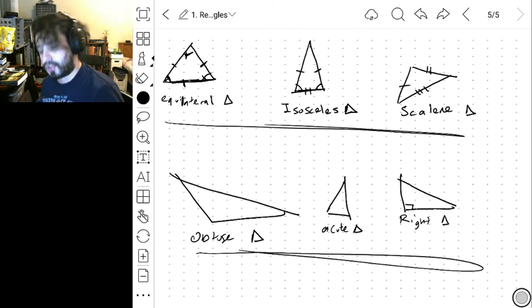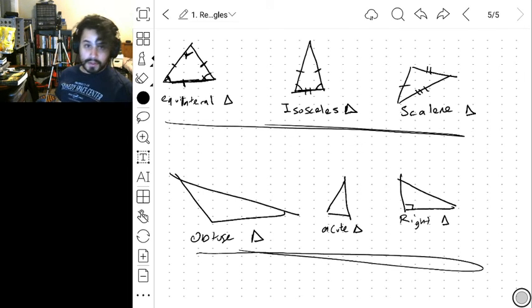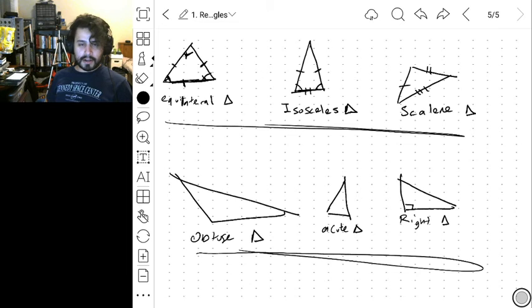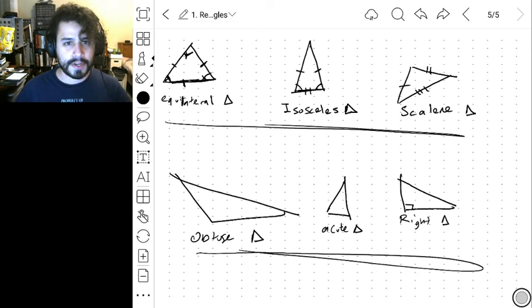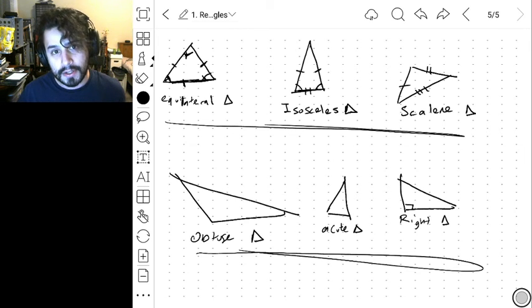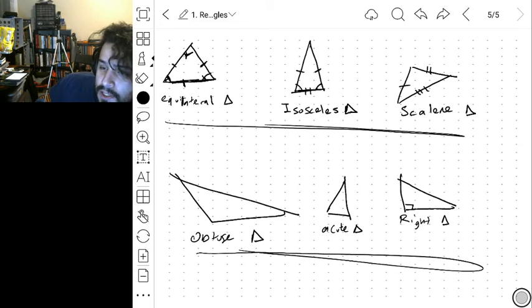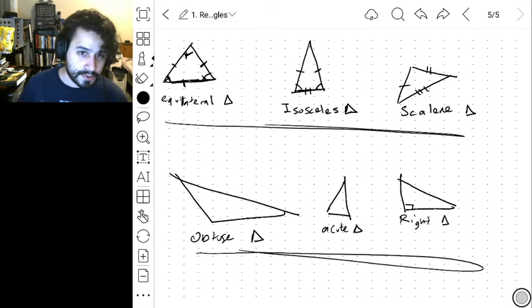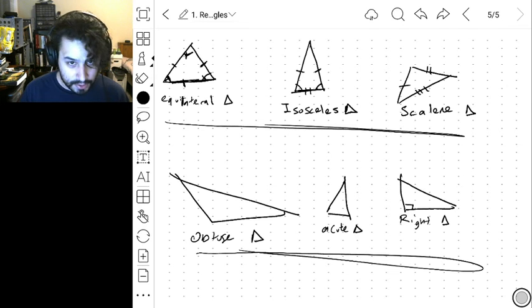So those are the triangles we have to work with. Those are the special triangles. Out of those, the one that's going to be really important is going to be the right triangle. You're going to see a lot of that because you'll also find out later on that no matter what triangle you have, you can always turn it into a right triangle. So if you know how to work with right triangles, you know how to work with any triangle.